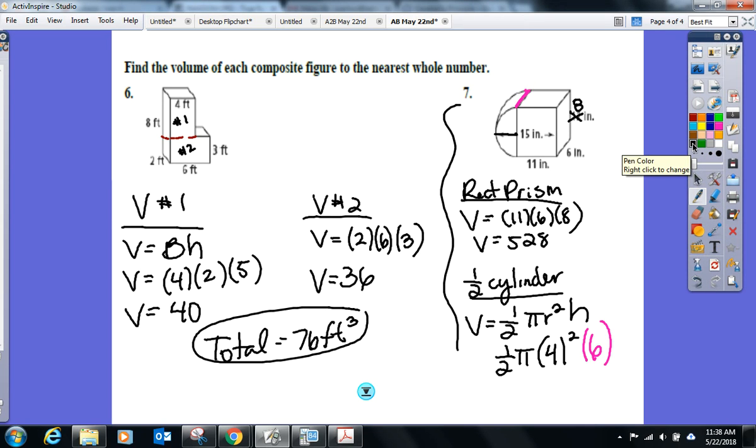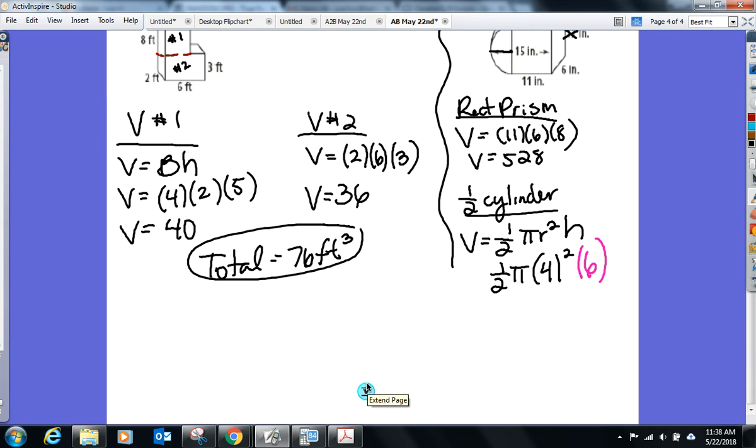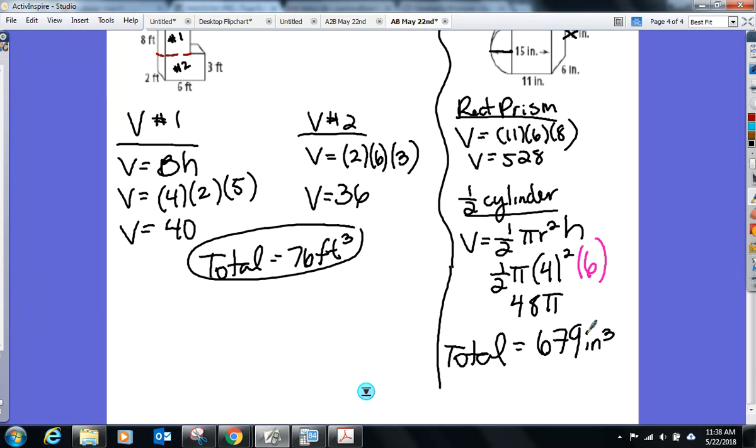And I'm not too sure why I had 48 pi for that one. Is that right? That's 16, that's 8. 8 times 6 is 48. Yep, 48 pi. So now add them together. The total volume, 48 pi plus 528, rounded to the nearest whole number. I have 679 cubic inches.